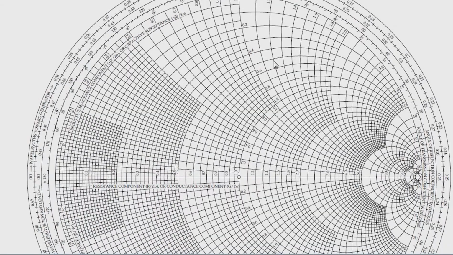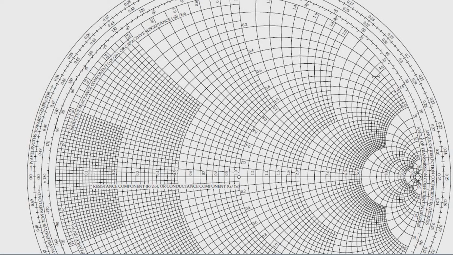See, in this case you already saw these concentric circles, which we call the resistive component. Concentric circles in resistive components, R by Z0 is the normalized one, or conductance component G by Z0. This is the resistance, the real part. We are going to refer to this axis, the resistive part, as the real axis.